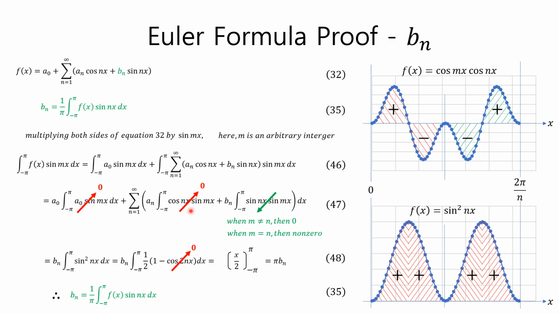If n and m do not have the same value, the integral value of the product of the sine function, which is the second integral term of the sigma function, is 0 as shown in the upper right figure, and if they have the same value, it is not 0 as shown in the lower right figure. Therefore, everything disappears except when n and m are the same. Therefore, in the second term of the sigma function, all but the case where m and n are equal disappear. If you integrate this and organize it, it can be expressed as equation 48, and if you organize it for bn, you can get the Euler formula for bn as shown in equation 35.